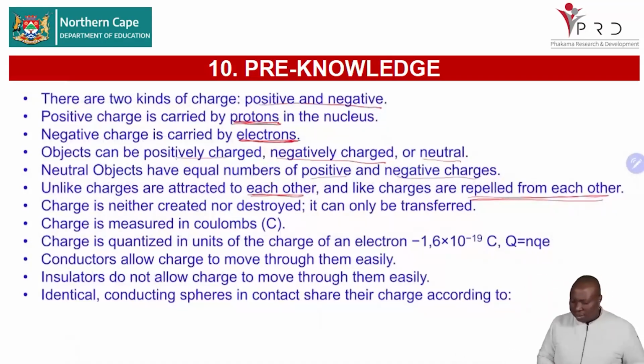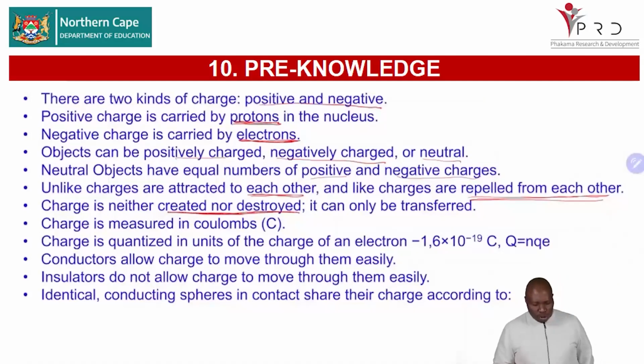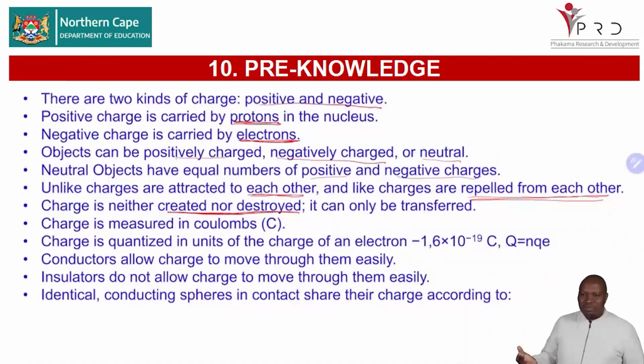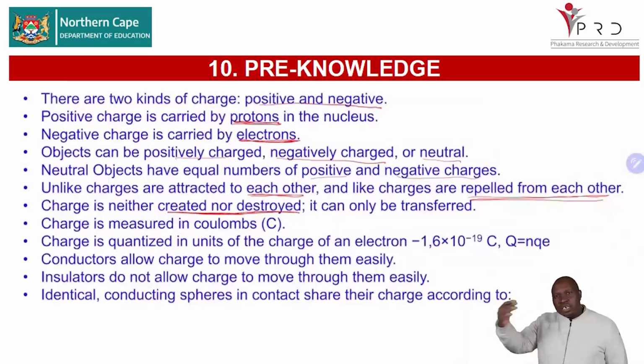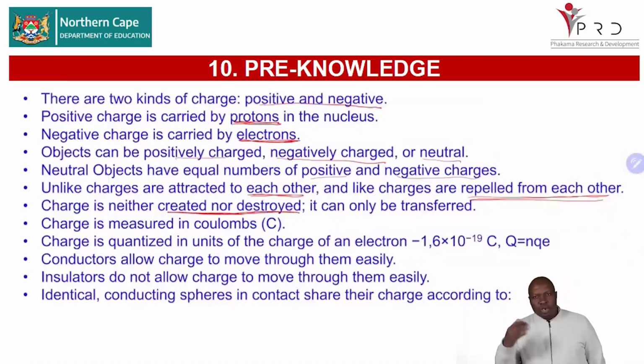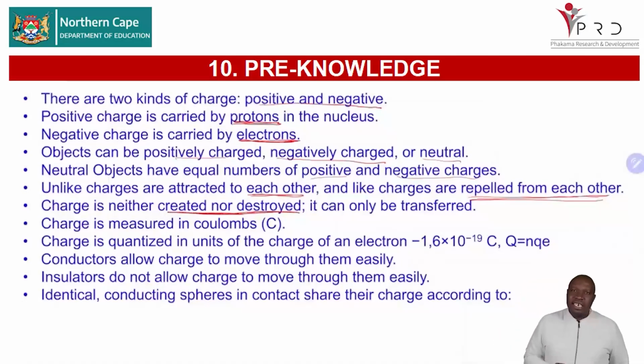And we're saying charge is neither created nor destroyed. Just like energy, you cannot create energy nor destroy it, but it can only be transferred. So the same with the charges, you can only transfer them. It means if we have a charge on this object, we can transfer it to another object, but you will never create it. So the charges are there. We're not creating them. We just transfer them. It's the only thing that we can do to the charges.